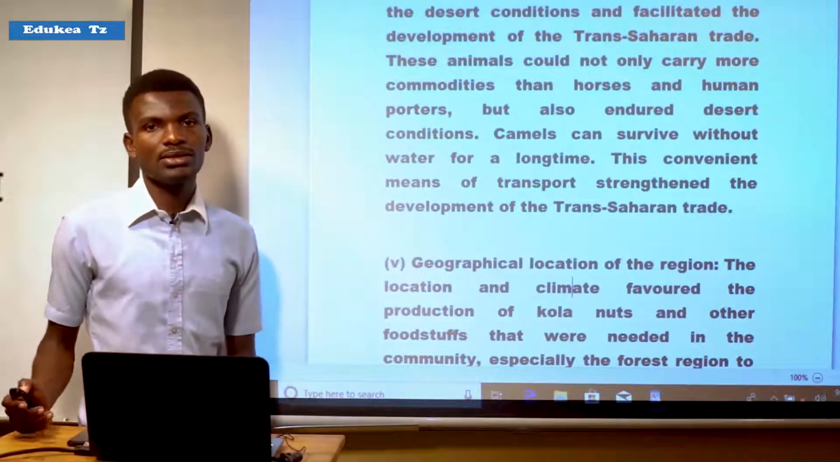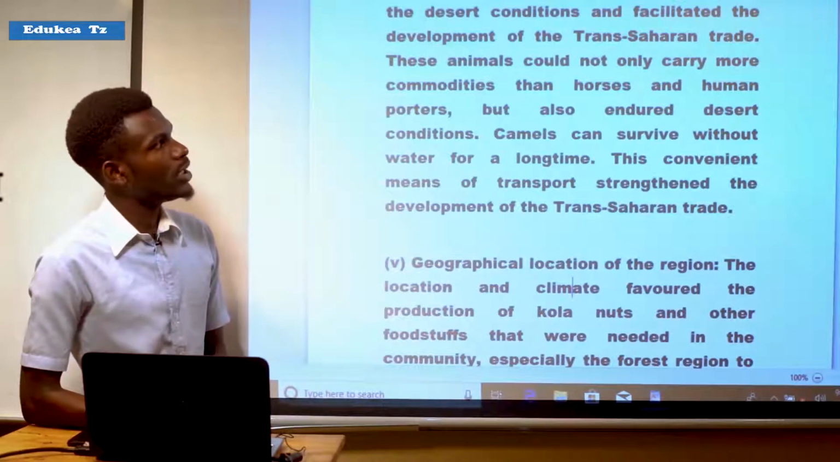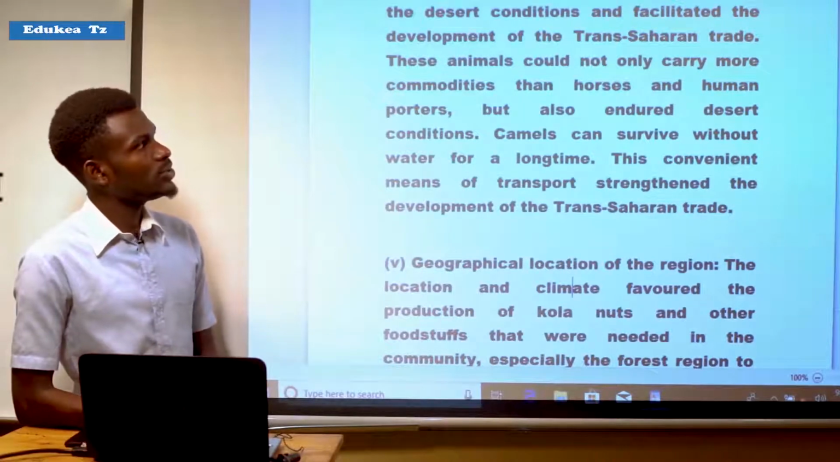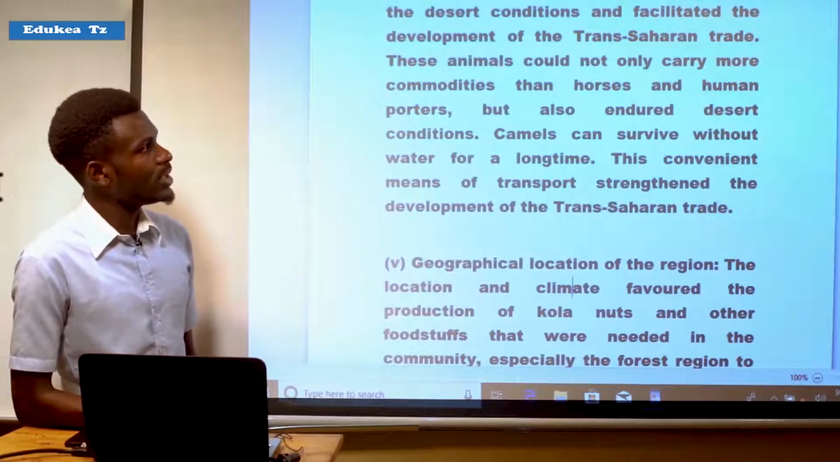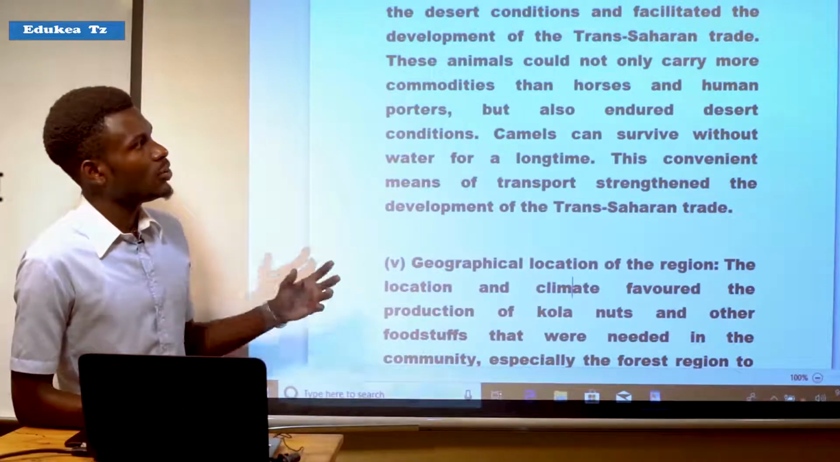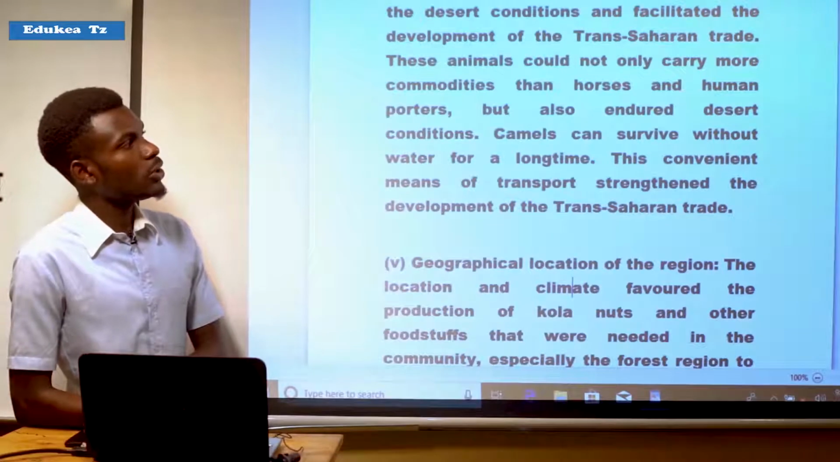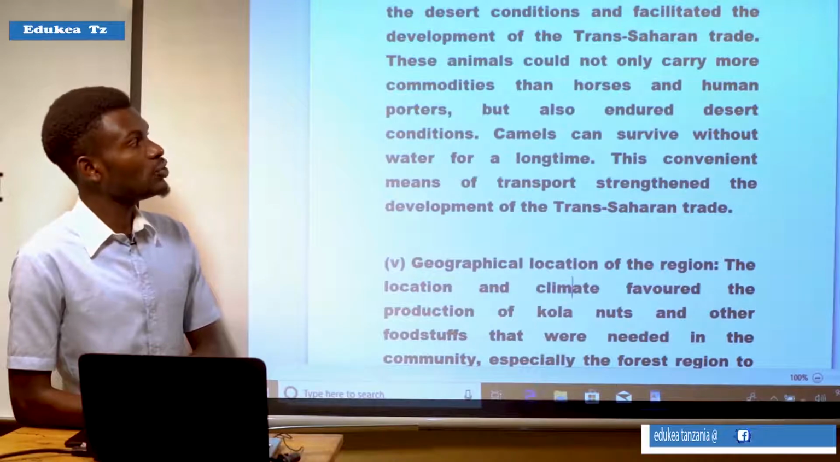As you know, the desert climate is just the dry area, so camels were used as the means of transport that suited the desert conditions and facilitated the development of the Transatlantic Trade. These animals could not only carry more commodities than the horses and human porters, but also endure the desert conditions.